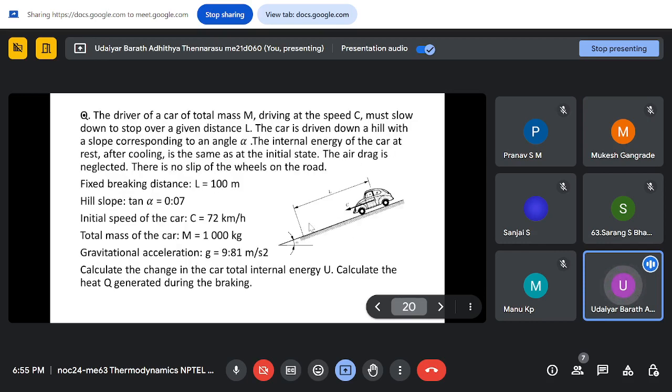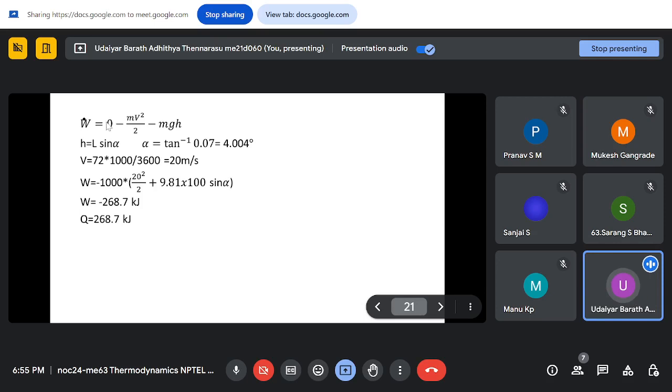At the final state, when the car comes to rest, its energy is 0, and the initial energy which is possessed is the kinetic energy and the potential energy. So minus mv squared by 2 minus mgh. That is both the energies which it had previously. We know h is L sine alpha, and we can find alpha using the known tan inverse 0.07, which comes out to be 4 degrees. The velocity is given as 72 kilometers per hour, and we are converting it to meters per second, so it comes out to be 20 meters per second.